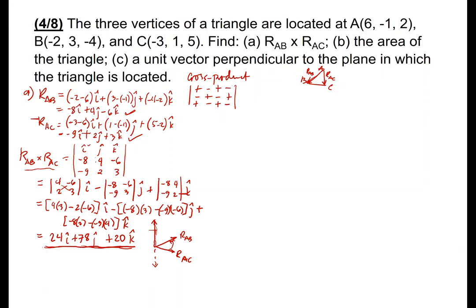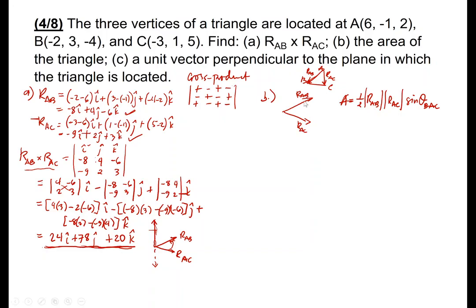For problem B, it is very simple. We know that problem B is the area of the triangle. So assuming this is our vector RAB, then RAC. Now, the formula for the area is equal to 1/2, the two sides, the magnitude of RAB and RAC, times sine of the angle theta between them, sin theta BAC. That should be BAC.